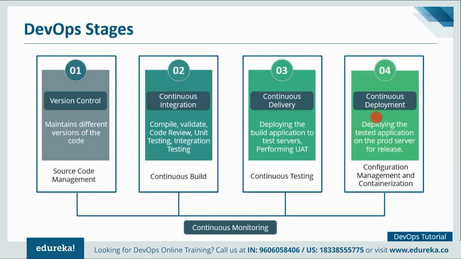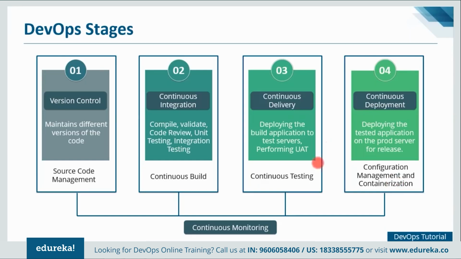And here we'll be using configuration management and containerization tools. This is basically to provision your infrastructure, to provision your prod environment. And let me tell you guys, continuous deployment is not a good practice because before releasing your product in the market, there might be multiple checks that you want to do. There might be multiple other testings that you want to do. So you don't want this to be automated. That's why continuous deployment is not preferred.